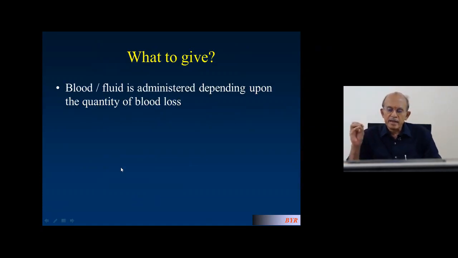So you got an idea. The patient has lost about 1000 ml of blood. So what to give? If blood is lost, you have to give blood. But blood is not immediately available, and you can't wait without giving anything till the blood comes. So what should you do? You should give fluid. Depending upon the quantity of blood loss, you have to give blood or fluid transfusion.